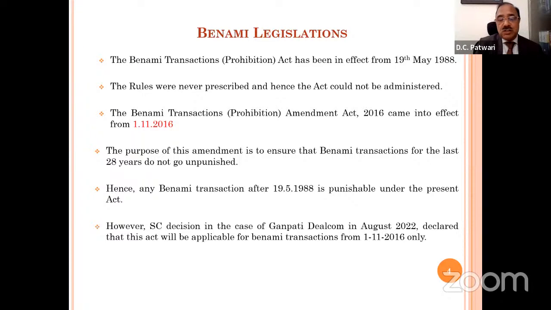However, the Supreme Court decision in the case of Ganpati Dealcom in August 2022 declared that this act will be applicable for Benami transactions only with effect from 1st November 2016. So whatever Benami transactions have been done prior to November 1st, 2016 will not have effect. In fact, the department has initiated proceedings in respect of thousands of cases, and many of those were even confirmed at the adjudicating authority level, but those were all quashed. This decision I will be discussing a little later.